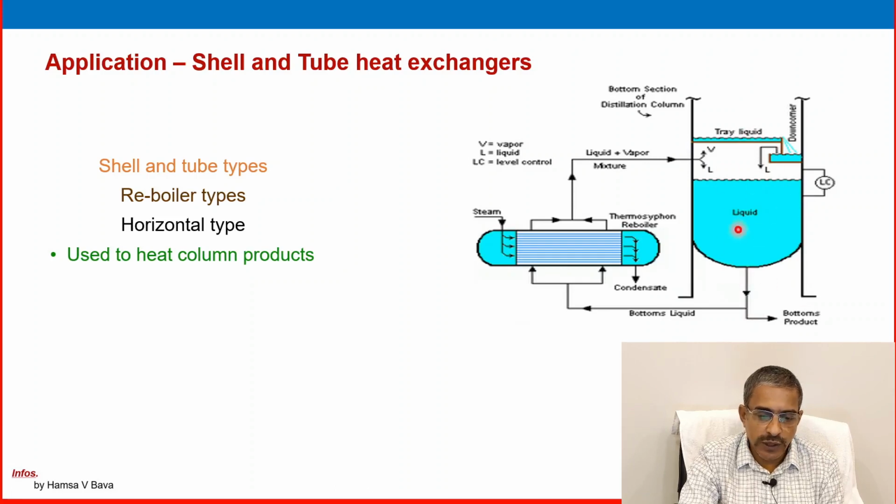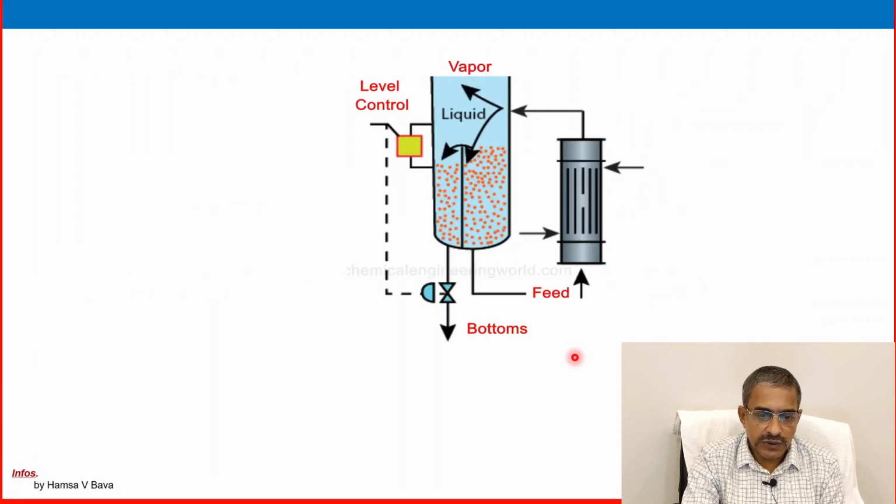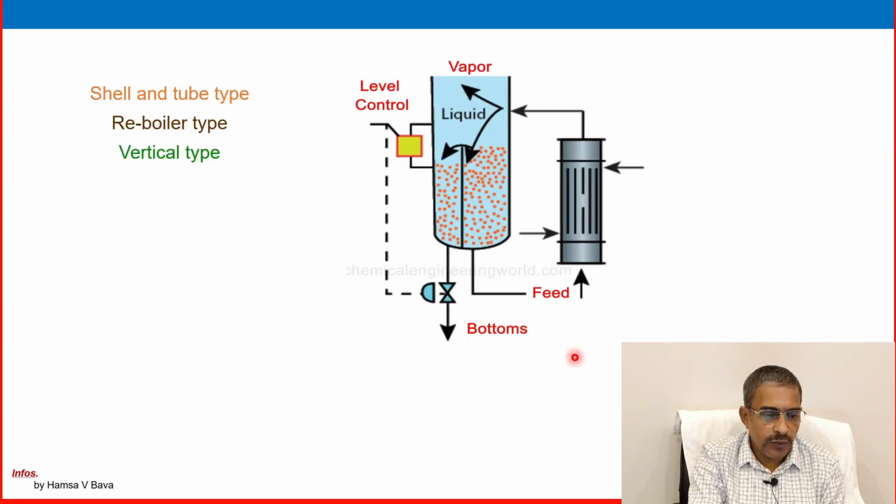We are using this reboiler, with the bottom product heated to release the light ends to the top. We use the heat of the column product, so we use a thermosiphon method. This method is using thermosiphon reboilers. This is one application of a horizontal type heat exchanger, a shell and tube reboiler.